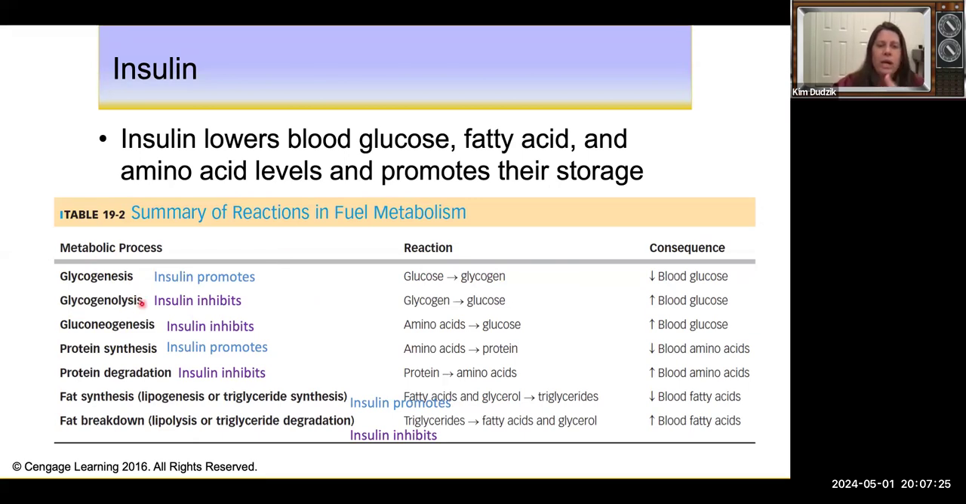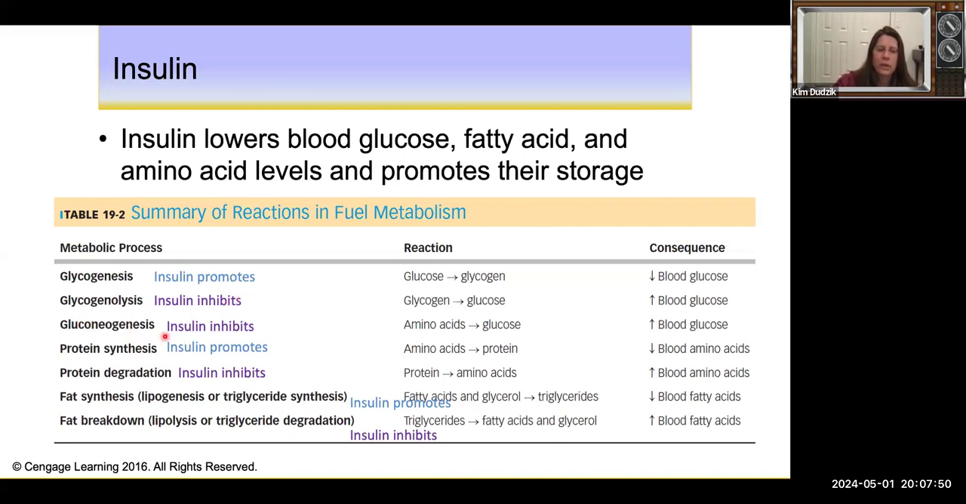Lysis means to break down. Well, if you're breaking a big molecule down into a smaller molecule, then you're releasing more of that product into the blood. So that would raise glucose levels, or other substances that could be converted into glucose. So insulin is going to inhibit that process. Okay.